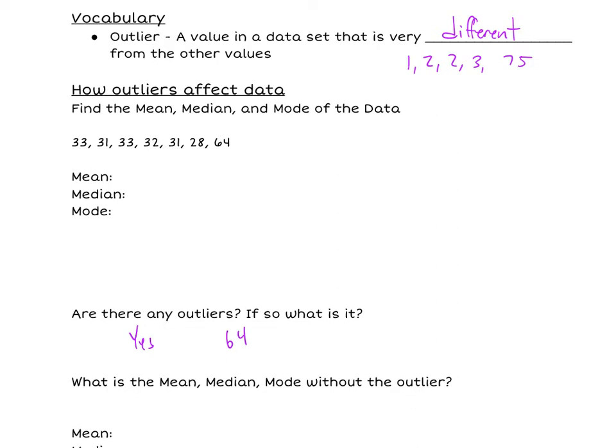If you were to do the calculations here, 31 plus 33 plus 33 plus 32 plus 31 plus 28 plus 64, you would get 252. And there's a total of 7 numbers. You divide that, and you would get a mean of 36 with those numbers. If you were to put them in order, smallest to biggest, you would get a middle number of 32. And the mode, the most repeated, you'd have 2 numbers: 31 and 33.